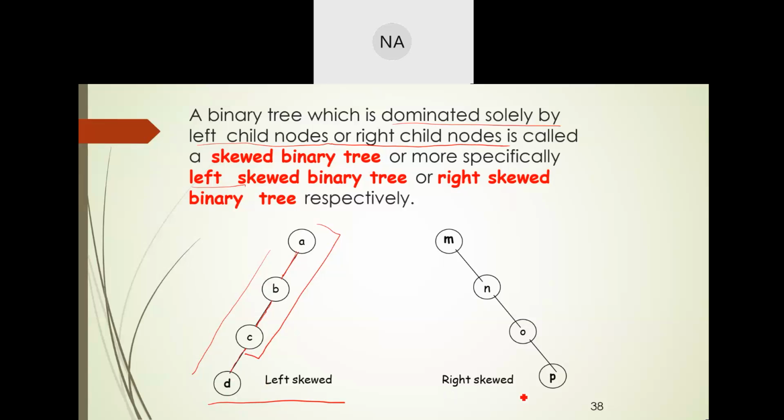In the right skewed binary tree, every internal node has only right child, no internal node has left child. So this is right skewed binary tree. So you can see that the left skewed and right skewed binary trees have linear structure. Okay, they have linear structure, so they can be well implemented using a linear array or linear linked list, right?